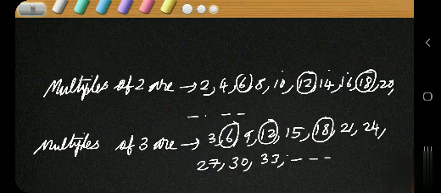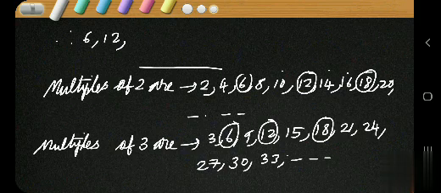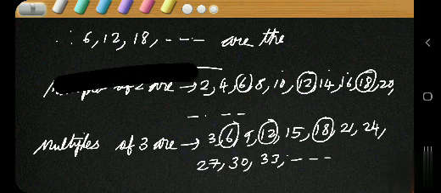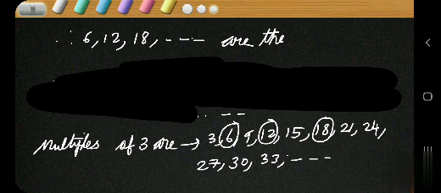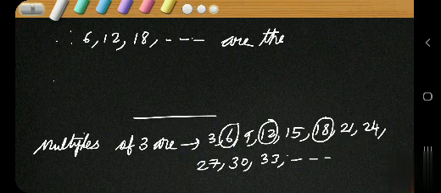Yes. Therefore, write down. Therefore, 6, 12, 18, etc. Is 18 the last one? No, it also goes on, isn't it? Yes, 6, 12, 18, etc. are the common multiples of 2 and 3.